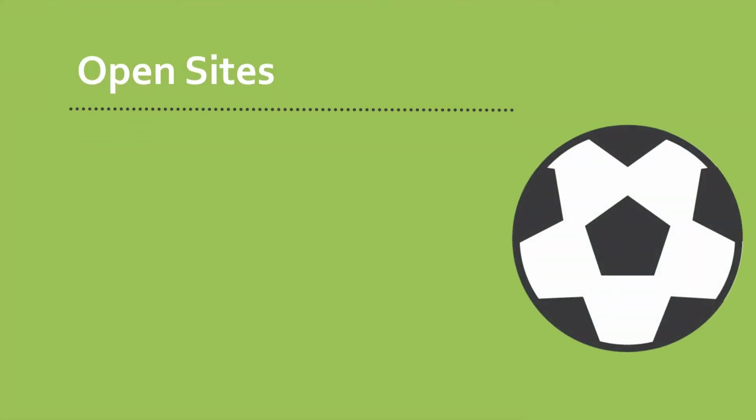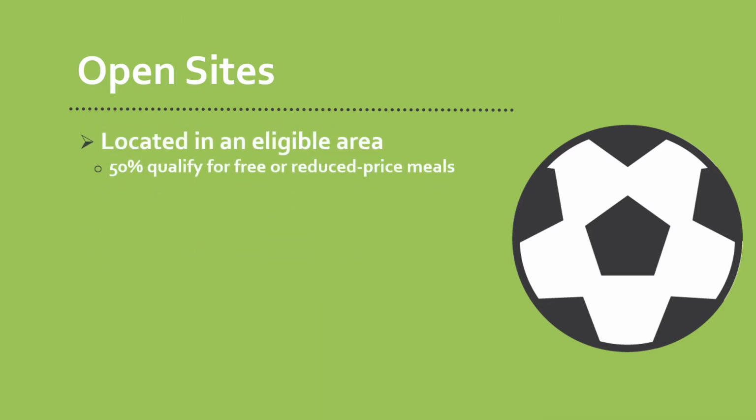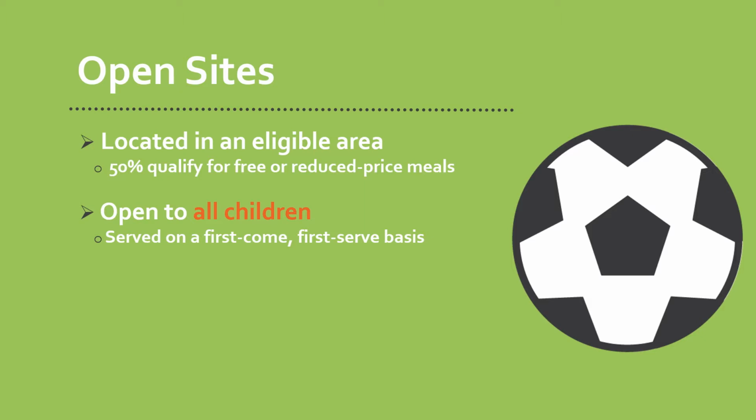The most common type of site is an open site. Open sites are located in an eligible area, and sponsors of open sites are responsible to ensure meals are made available to all children in the area on a first-come, first-served basis. For example, if you have an open site at a Boys and Girls Club, be sure the staff welcome all children and not just those attending the Boys and Girls Club program.